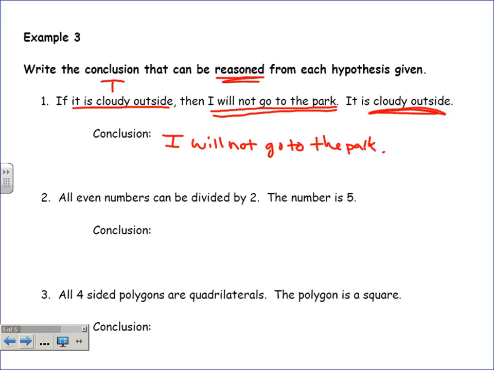Okay. So you assume this first statement is completely true. And then you notice, based on this characteristic, whether that part's true or false, what's going to go on. All even numbers can be divided by 2. Okay, that's definitely true. We have to assume that this part's true over here. The number is 5. Can you draw any conclusions from that? No. Okay. Because it doesn't say all numbers, it just says all even numbers. So the idea on this is that we would write no conclusion. We'll just write this, no conclusion.